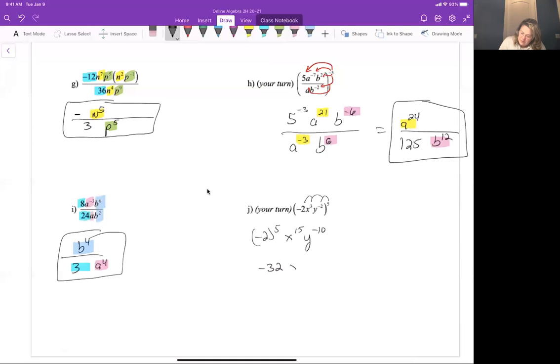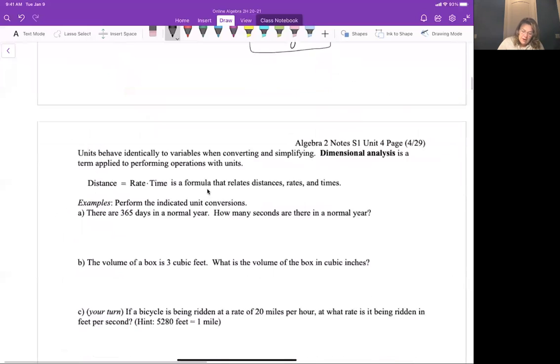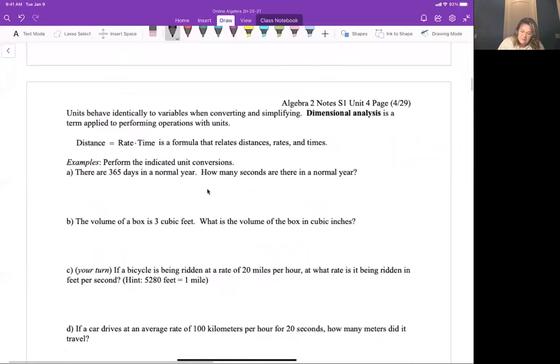X to the 15 is perfectly simplified. Y to the minus 10 cannot be left in that form because it's a negative exponent. And so I would get y to the 10th power on the bottom. So now it's no longer a negative. All right, units behave identically to variables when converting and simplifying.